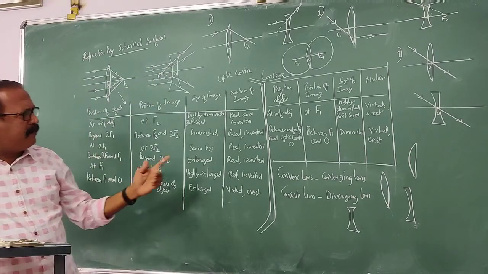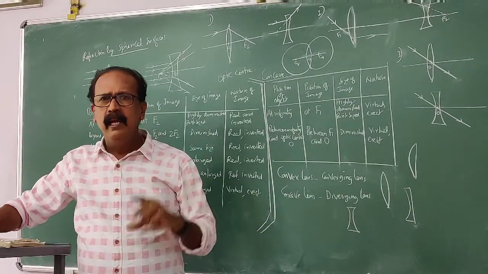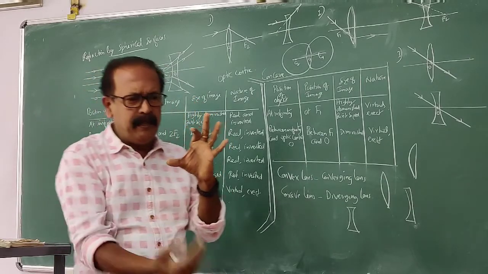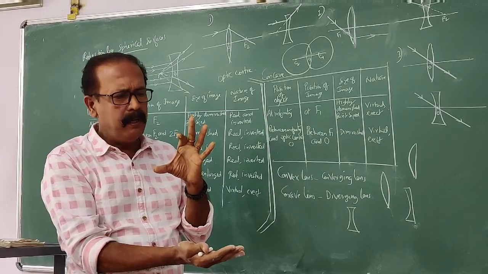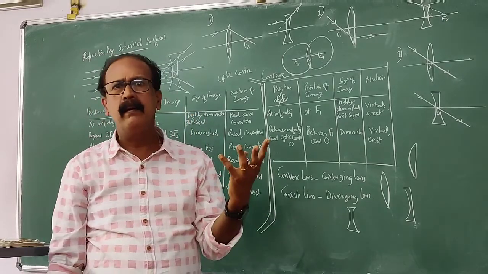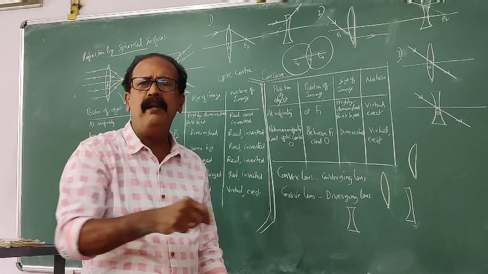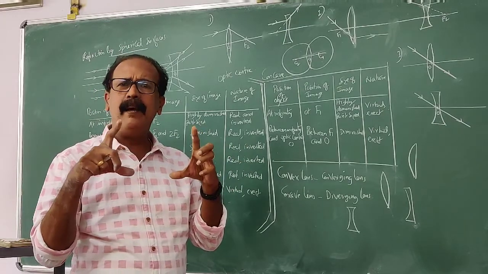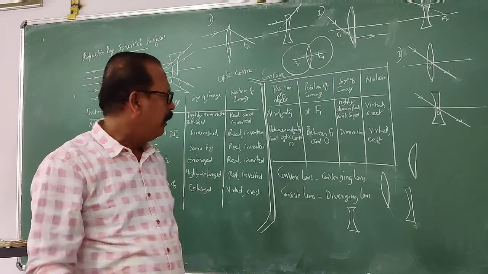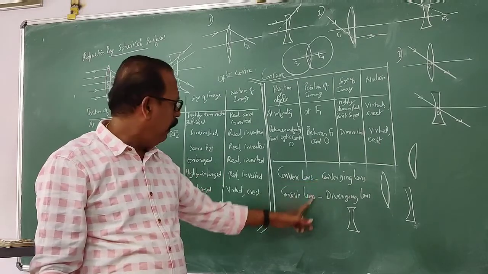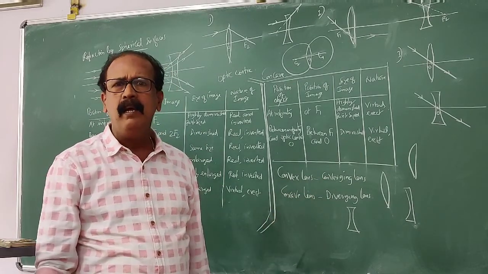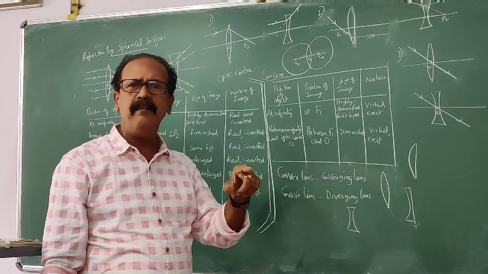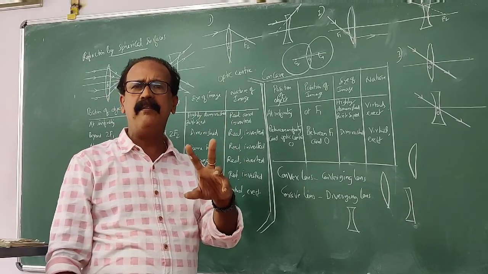Now, why is a convex lens called a converging lens? If you keep a convex lens in sunlight and focus the light on a paper sheet, you can see that after some time the paper will begin to burn. The sun's rays are converged to a point, so the paper burns. The convex lens has the capacity of converging light rays to a point, hence it is called a converging lens. And the concave lens diverges the light beam, hence it is called a diverging lens.